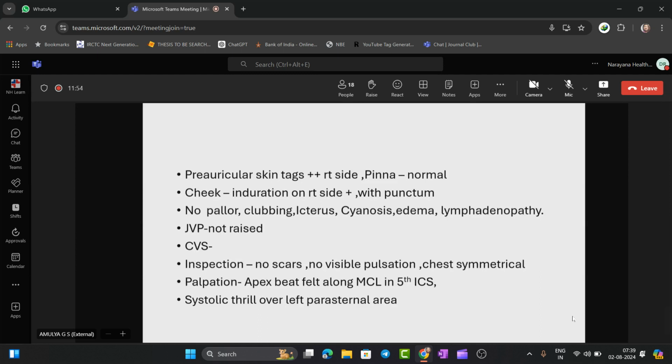Not everybody can go and examine this child, right? So periauricular skin tags, right side. So it is an important finding because there is no other symptom seen. It's a sign seen, okay, in general exam.